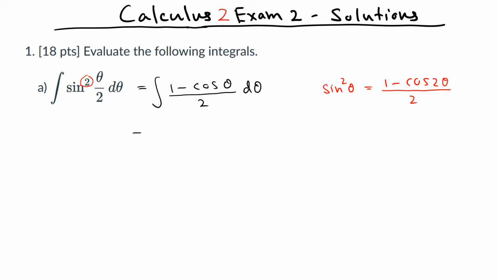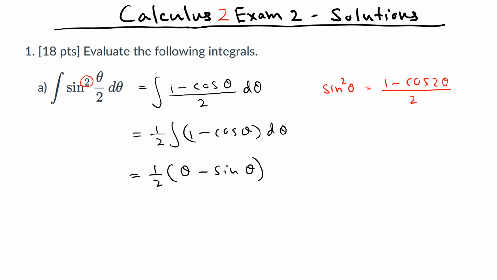If you want, this is not a necessary step, you can take 1 half out. So we have 1 minus cosine theta, and you can see this is a very simple integral. So you get 1 half, if you integrate 1, you get theta. If you integrate cosine, you get sine theta. So plus c. So that's the answer for the first part. So let's move on to the second part, and you can see it's a very simple problem.